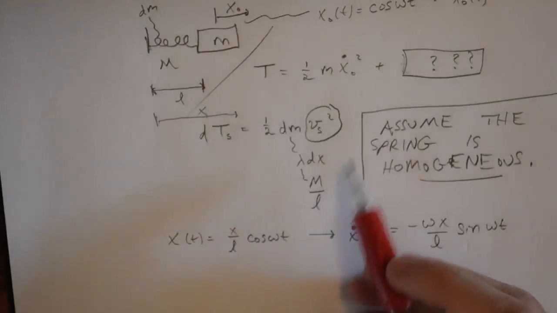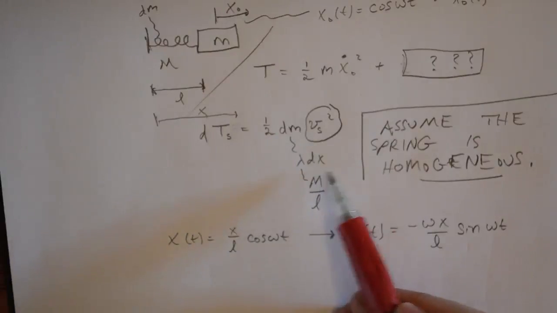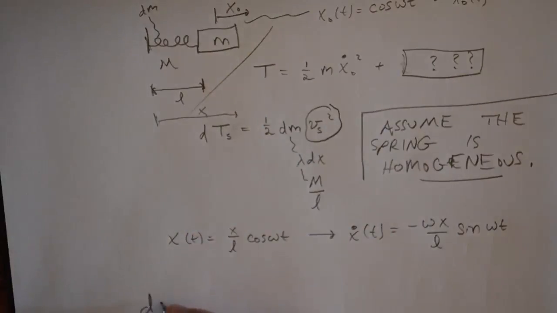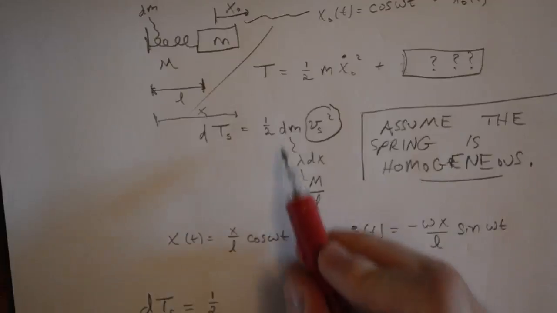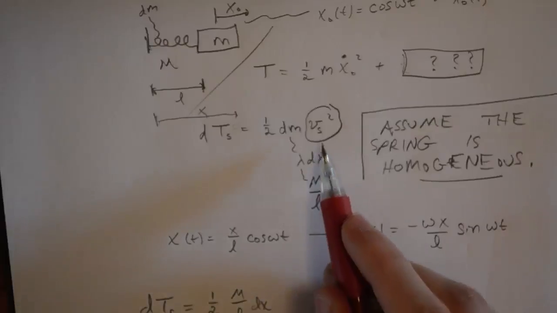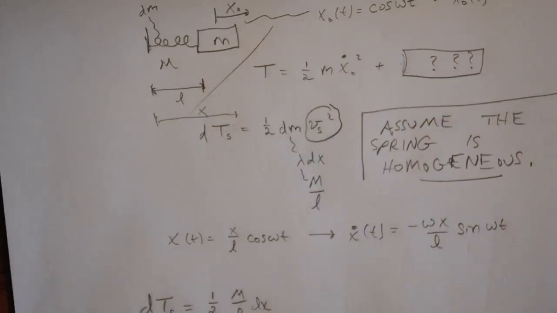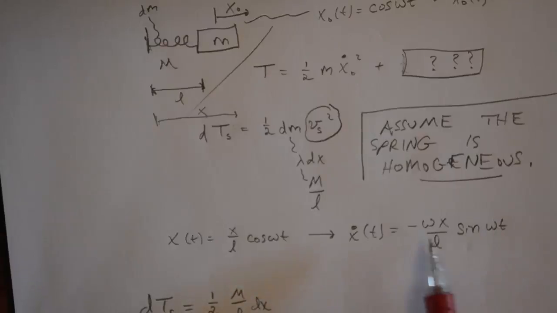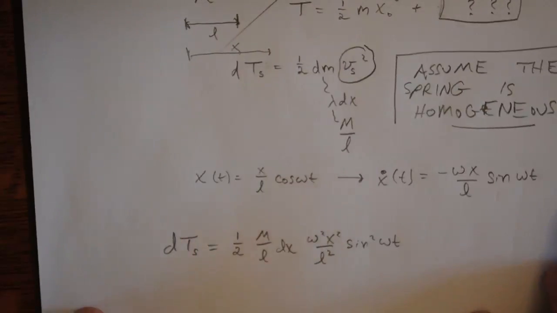And I'm going to substitute for dm lambda dx, which is m over L dx. So dT sub s, this is an element of kinetic energy for the spring, is equal to 1/2 dm, which is m over L dx, times the square of the velocity of a spring element. But this is the velocity of the spring element, so we have to square it. The negative goes to positive. We get omega squared x squared over L squared times the sine of omega t squared. Okay? Oh, I'm off the screen. But there you see it, right?